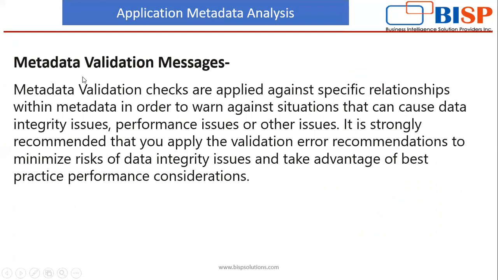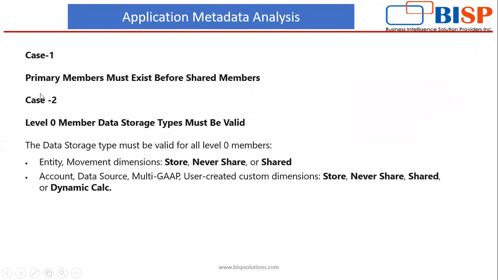So what message will you get? This is the validation message. Metadata validation checks are applied against specific relationships within metadata in order to warn against situations that can cause data integrity issues, performance issues, or other issues. It is strongly recommended that you apply the validation error recommendations to minimize the risk of data integrity issues and take advantage of best practice performance considerations. So basically, I'm going to discuss a few of the case scenarios.